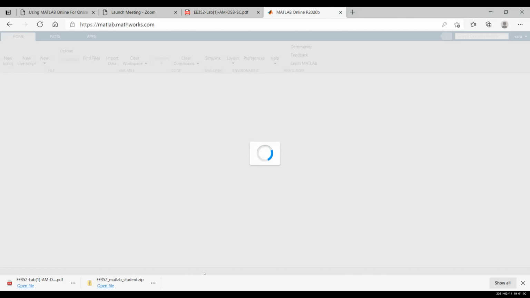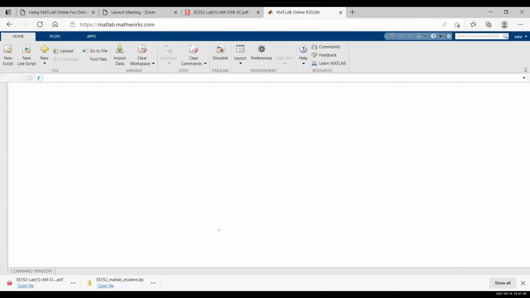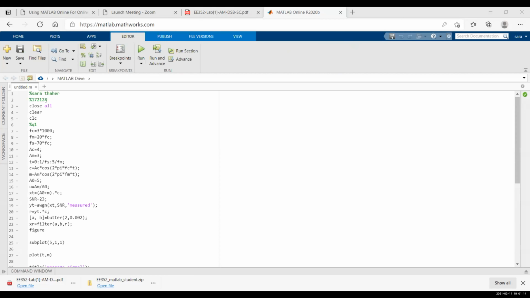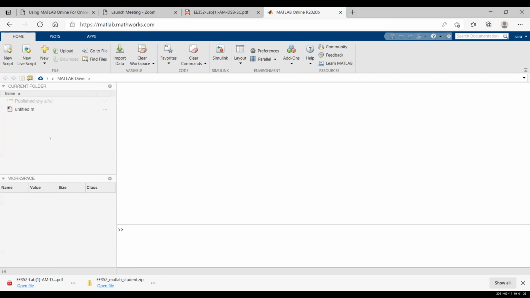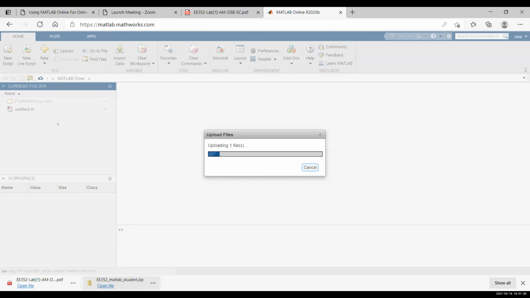You remember you downloaded that file MATLAB student.zip. Drag and drop that file here. Click on the current folder on the left side. Close it. Close this one. No, not there. Wait. This one. Here. Okay, now you see this current folder here. Drag and drop that file here in this one. Okay, perfect. Now it's uploaded.